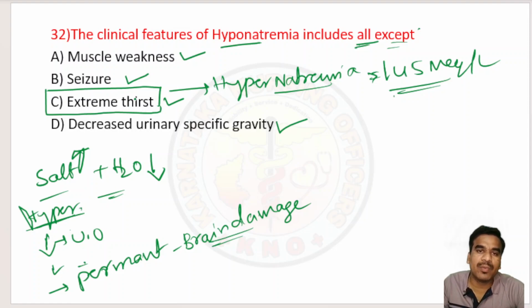The features of hyponatremia: seizures will be there. The most complicated one is the seizures. That is confusion, seizures, muscle spasm will be there, weakness will be there, and decreased urine specific gravity. This is very important.